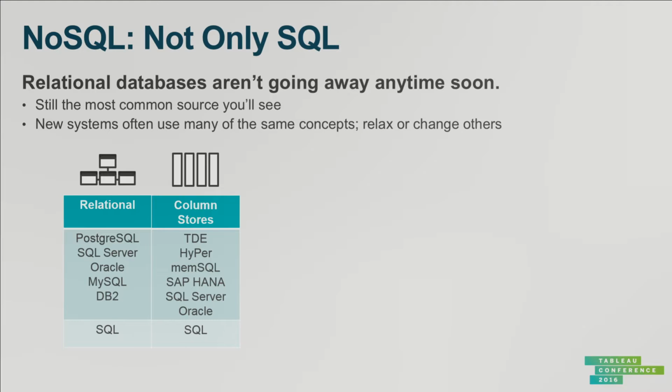Another set of things that you will see are column stores. So the TDE, the Tableau Data Engine, if you create an extract, the thing that we use is a column store. Hyper is another column store. Things like MemSQL, HANA. I've also mentioned SQL Server and Oracle both have column stores as part of their systems. You can create a column store within Oracle and within SQL. DB2 may have one, I'm not actually sure.